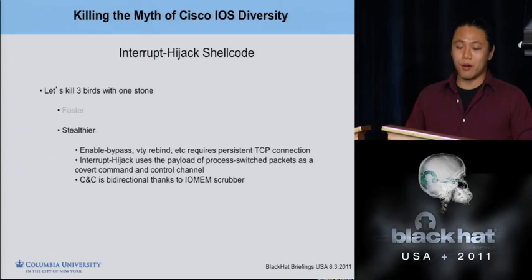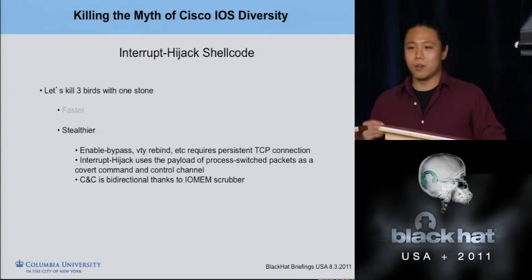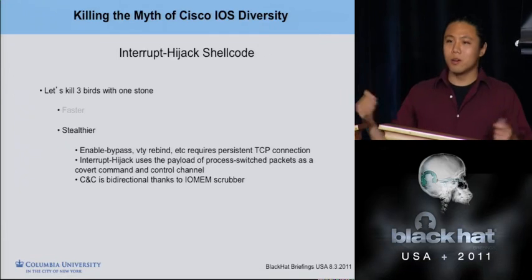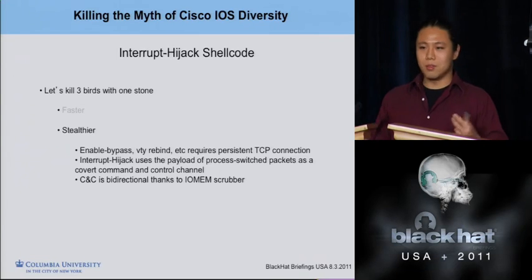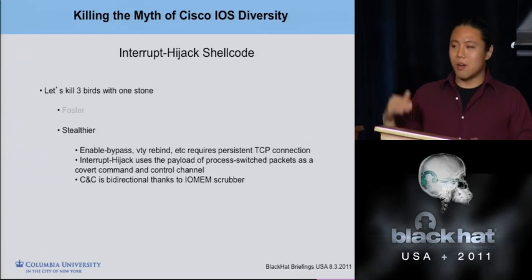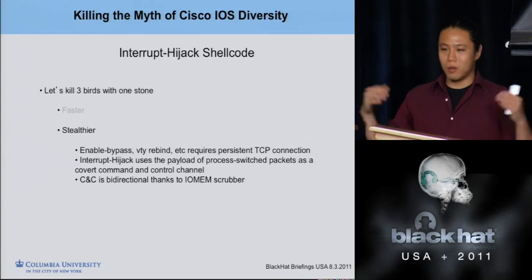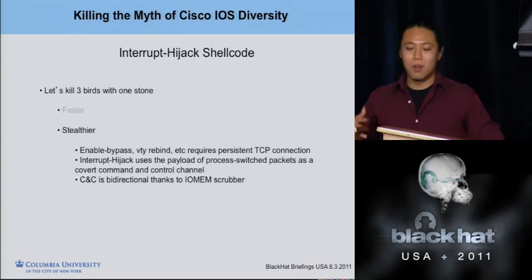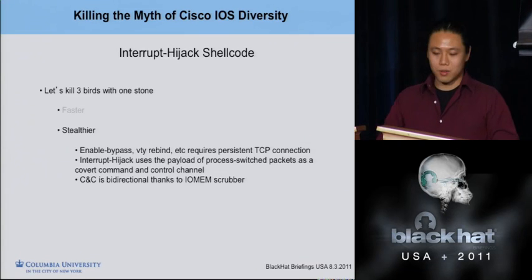Second, we're going to be stealthier. Now, suppose we do have a backdoor that allows us persistent root-level access to this router. You're going to need to access that backdoor through some persistent TCP connection. Now, that's a connection that's going to be logged and monitored by traditional intrusion detection systems. And that's just a piece of evidence that can alert others to our presence.